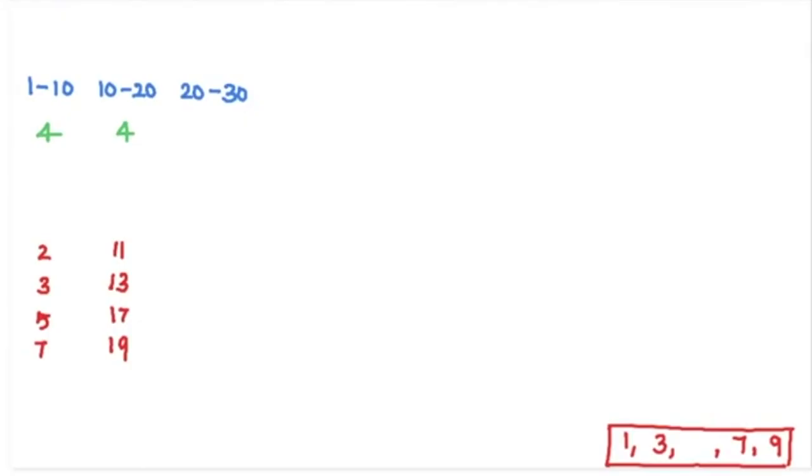So 21 is not a prime number. Why? Because 2 plus 1 is 3. It is going in the 3 table. 21 is not a prime number.